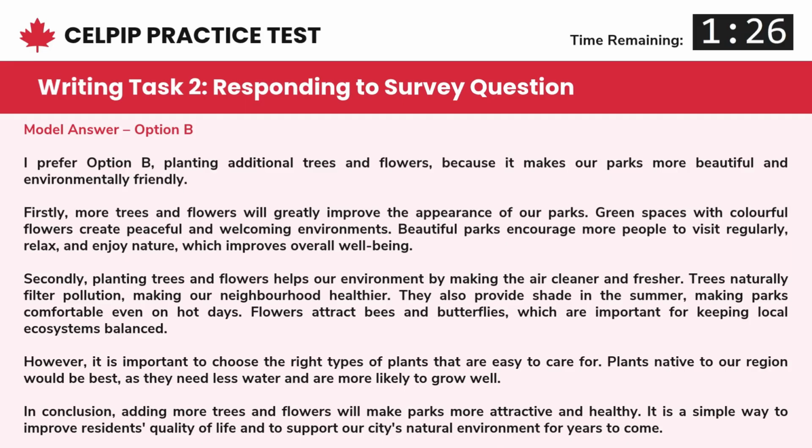This explanation clearly shows why option B, planting additional trees and flowers, is a strong and beneficial choice. You can pause the video if you need extra time to read the full answer carefully. The writer clearly introduces their choice at the beginning and supports it with two main reasons.